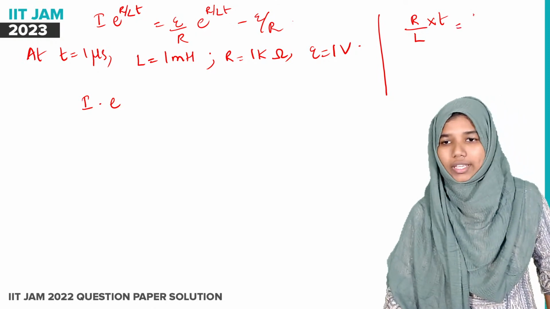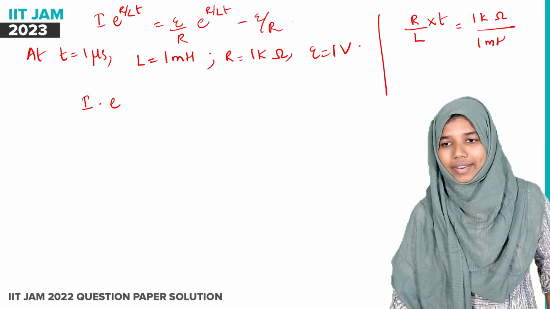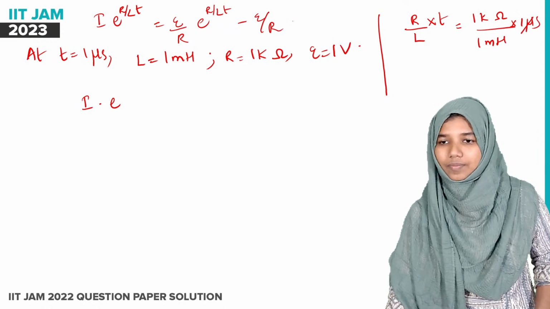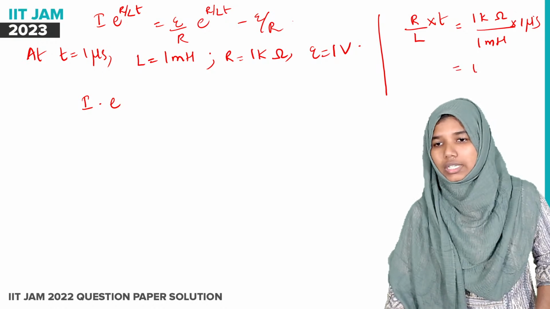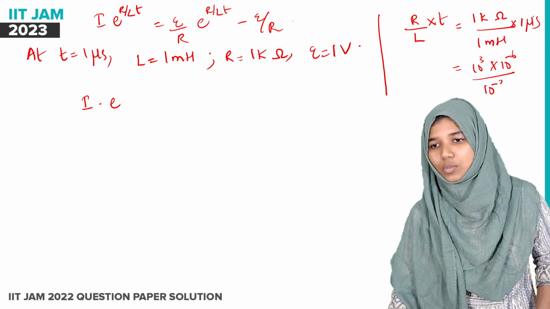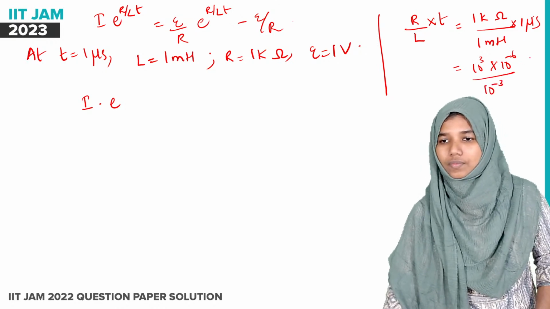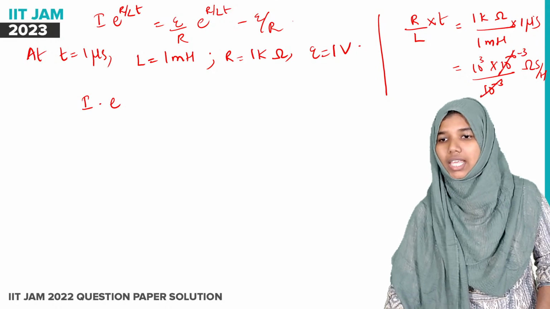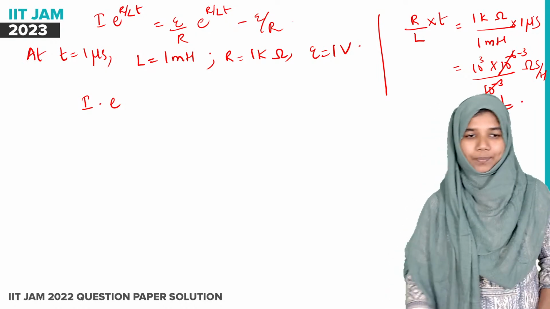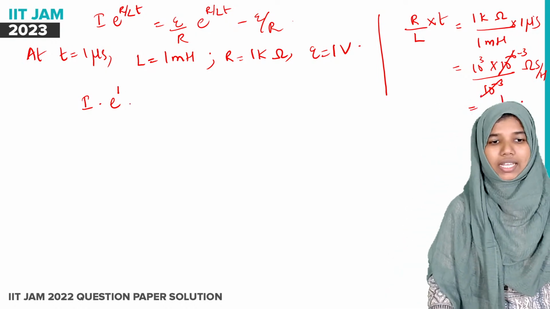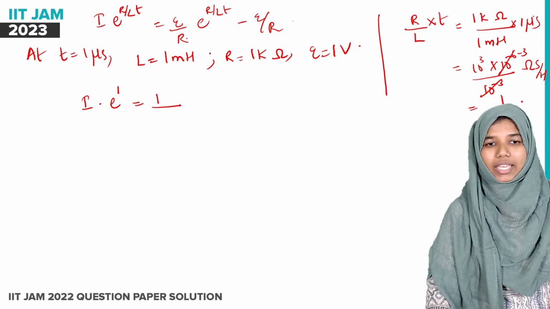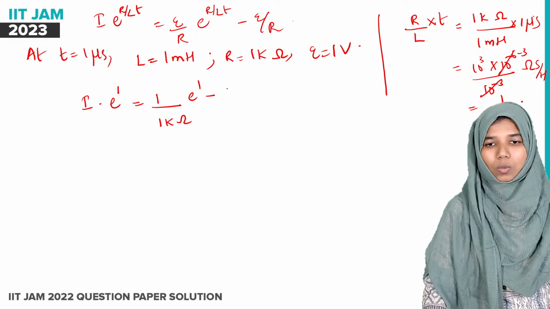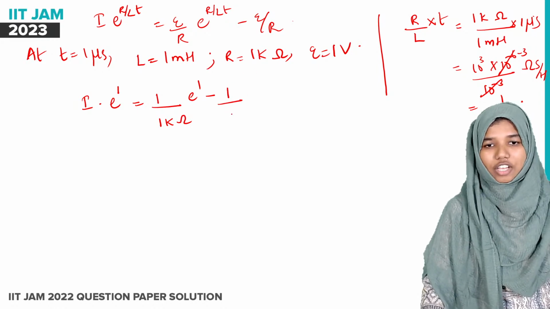So this is equal to R is 1 kilo ohm by L is 1 millihenry into 1 microsecond. Okay, so this milli and micro, 10 raised to minus 3, or we can write this is equal to 10 raised to 3 into 10 raised to minus 6 by 10 raised to minus 3 ohm second per Henry, or it becomes 10 raised to minus 3 cancel, this become minus 3. Then the value of R by L into t is equal to 1. Okay, so exponential R by L t is equal to exponential 1. This is equal to epsilon is 1 volt divided by R, R is 1 kilo ohm, into again exponential 1 minus epsilon is 1 divided by the value of resistance is 1 kilo ohm.